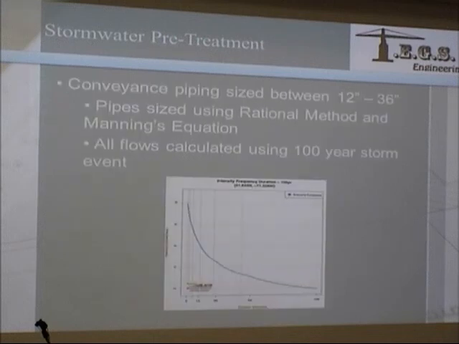Conveyance piping was sized using the rational method and Manning's equation. The pipes range between 12 inches and 36 inches: 12 inches at the southern end of the site where there are large slopes, and all the way up to 36 inches at the flatter portions of the site. All calculations were based on the 100-year storm event.